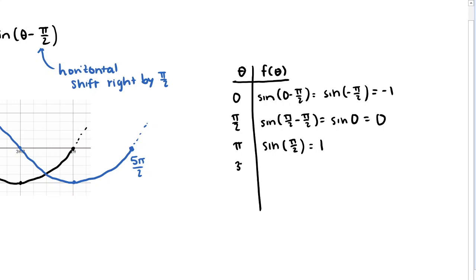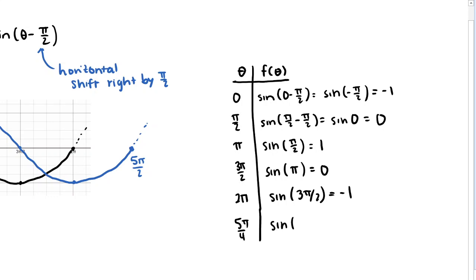So here if I have 3 pi over 2, then we're really computing sine of pi, right? 3 pi over 2 take away pi over 2 gives us 2 pi over 2, or just pi, and that's 0. And then plugging in 2 pi gives us sine of 3 pi over 2, and that's negative 1. And then if I plug in 5 pi over 2, then really we're computing sine of 2 pi, and we get 0 out.